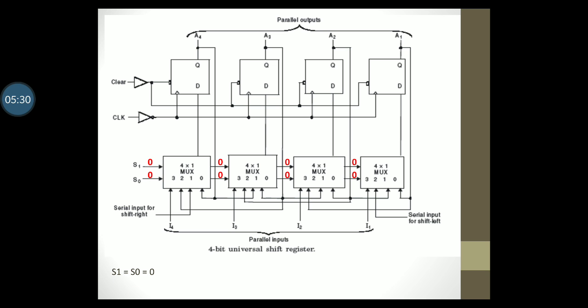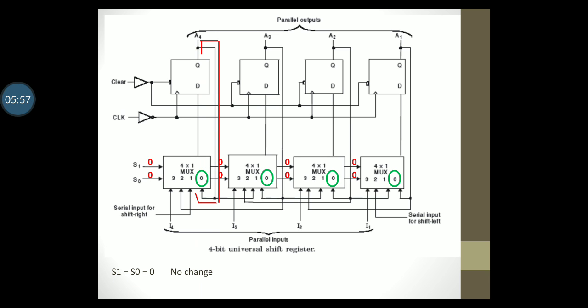So, since the select lines are both 0, the D0 input will be activated on each multiplexer. And as per the truth table, when S1 is equal to S0 is equal to 0, there will be no change in the output of each flip-flop. So, let us take the first flip-flop to see how there is no change in the output.